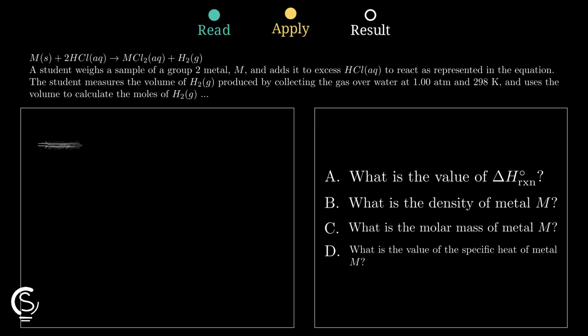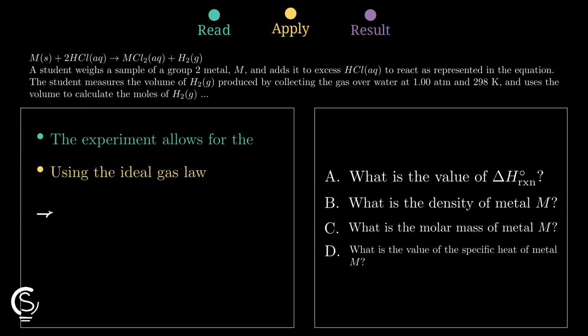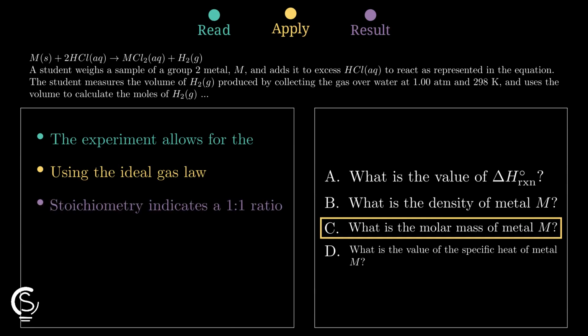Using the ideal gas law with the measured pressure and temperature, we can calculate the exact moles of hydrogen gas. This step is crucial for connecting the gas to the metal. The balanced equation shows a 1-to-1 molar ratio. Dividing initial mass by these moles gives the molar mass, making option C correct.